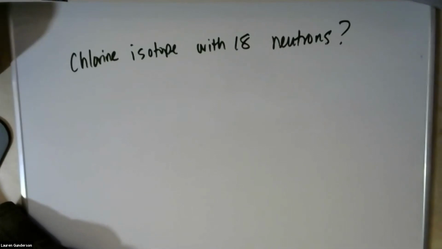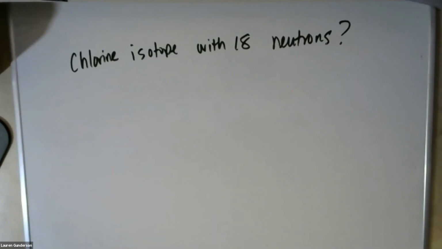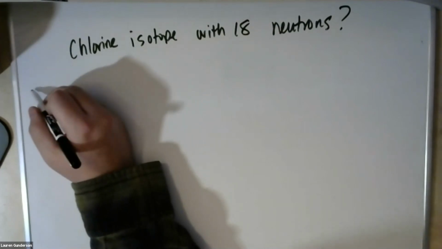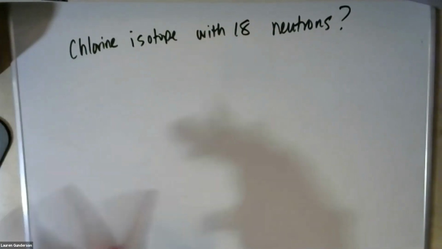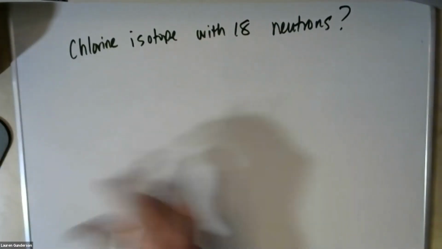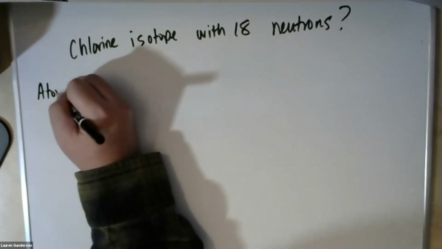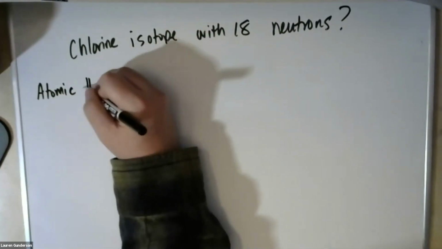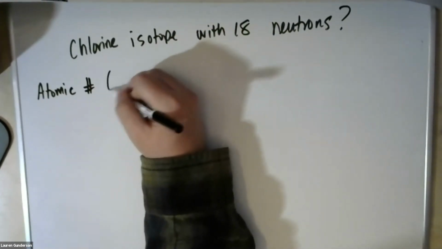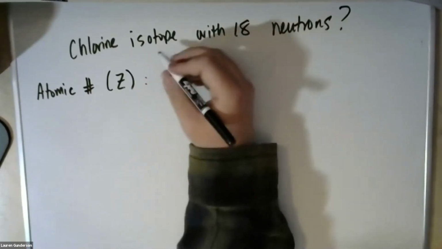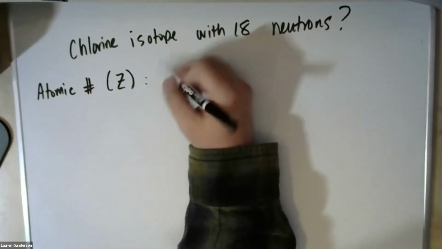Okay, we have to remember what each of these terms means. Very important that you know what these terms mean. You don't want to just be guessing on your exam. Okay, when we say the atomic number, and the atomic number has the symbol Z, right? The atomic number is going to be equivalent to the number of protons.